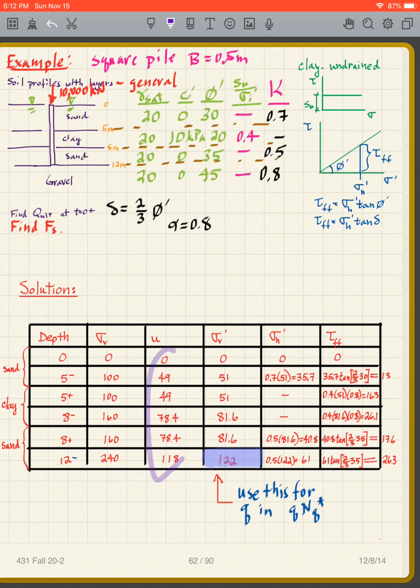The U, you can all get that because the water table is at the ground surface, 9.8. Don't forget to use 9.8. So 5 times 9.8 is 49. 8 times 9.8 is 78.4. 12 times 9.8 is 118. So we have our U's. We get our sigma V prime, of course, is sigma V minus U.